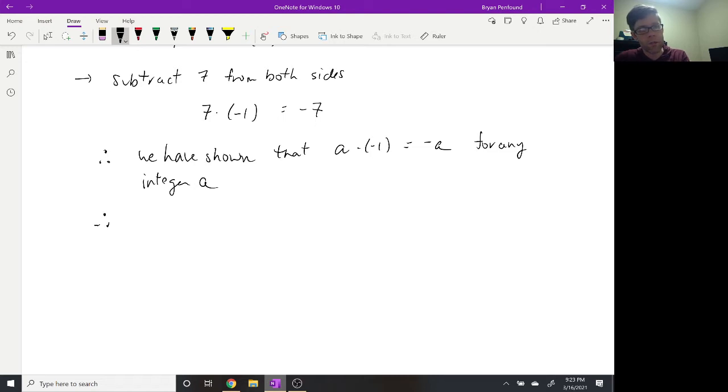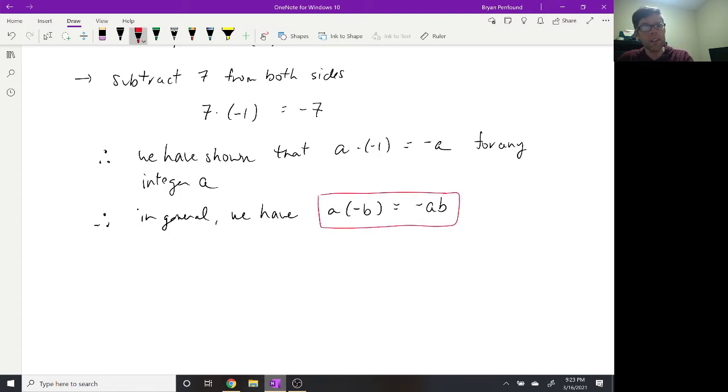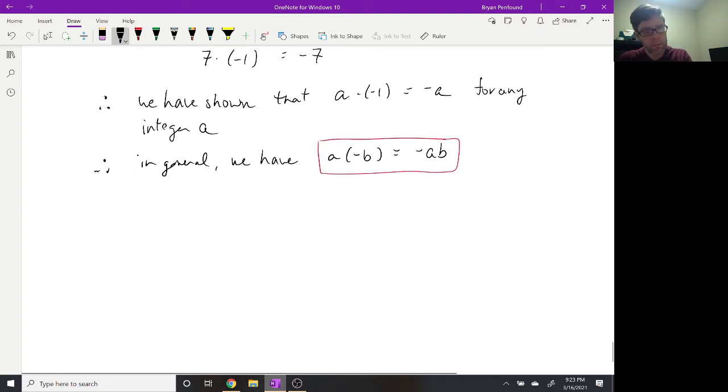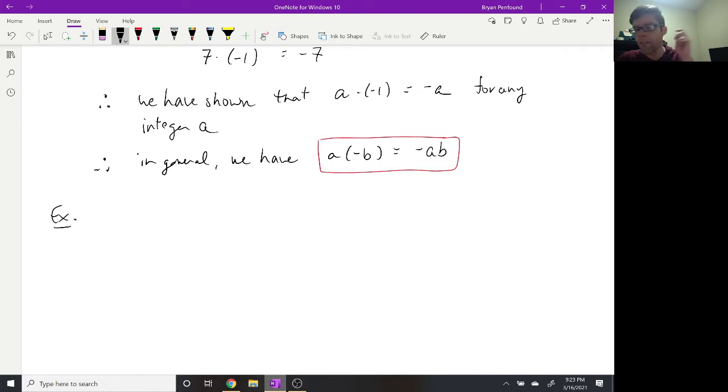So with the case that we've proven, in general, we have that if we take a times negative b, this should be equal to negative a times b. So this is a generalized rule for multiplication of integers. And if you would like to see an example of how we might do something like this by hand, typically what we do is ignore the negative sign until we need to apply it at the very end.